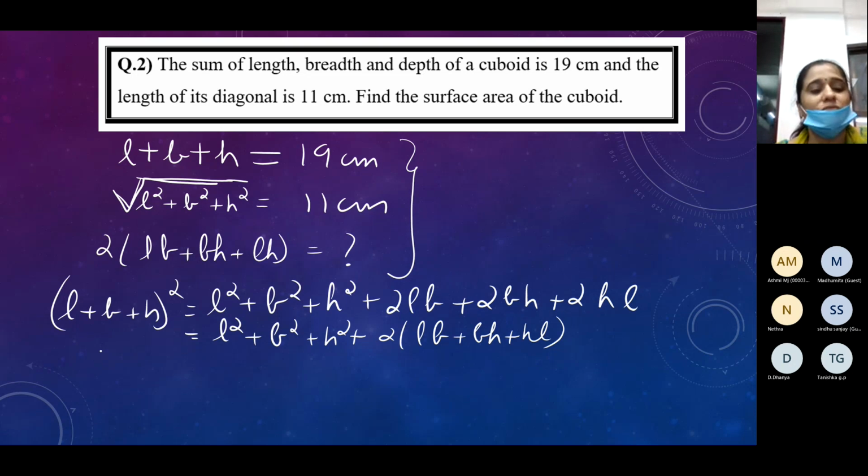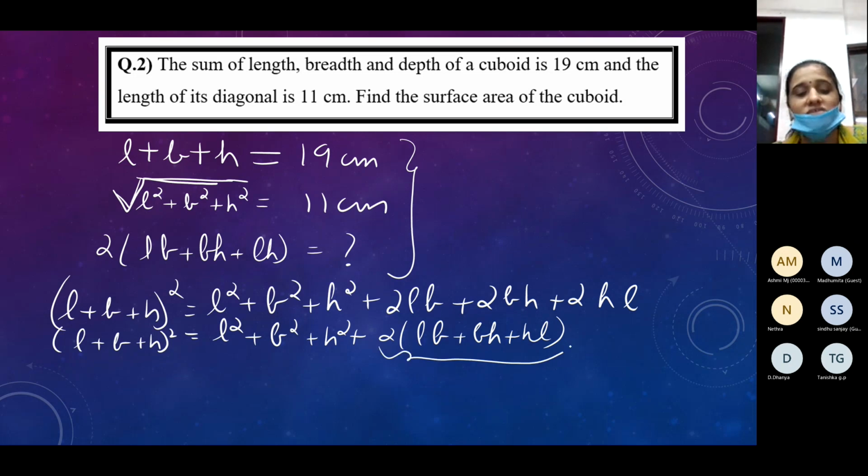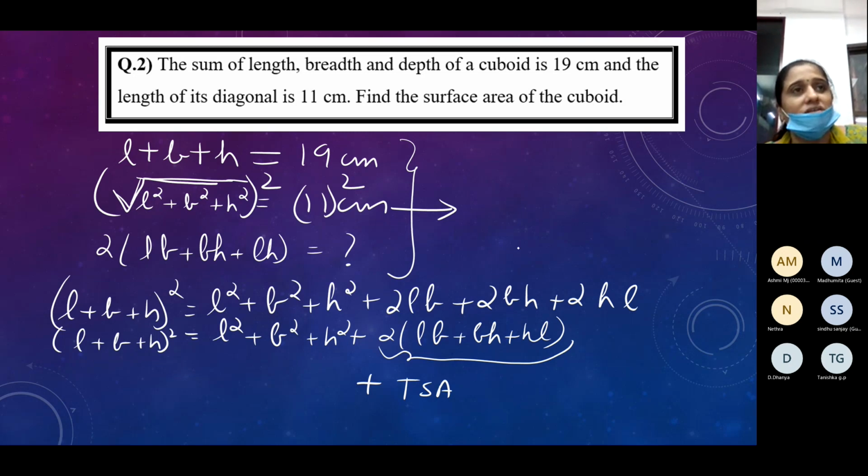Yes, now we just have to substitute the values. So see here, L plus B plus H the whole square. This is nothing but TSA plus, what's the value of L square plus B square plus H square? Square this on both the sides. What will you get? The square root is eliminated. When you square this on both sides, the square root is eliminated. So you will get L square plus B square plus H square is equal to 121.